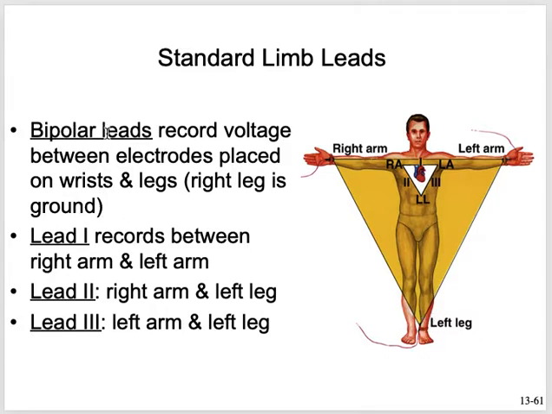So bipolar leads record voltage between electrodes placed on the wrist and the legs. Right leg is ground. Okay, so there are positive and negative sides of this one. Lead 1 records between right arm and left arm. You can see lead 2, right arm and left leg, and lead 3, left arm and left leg.